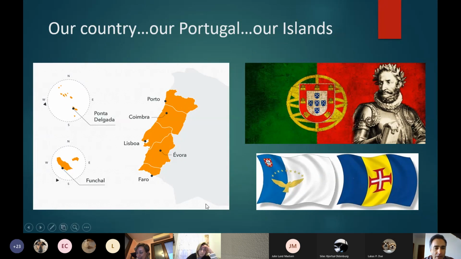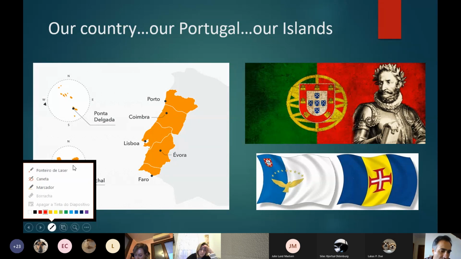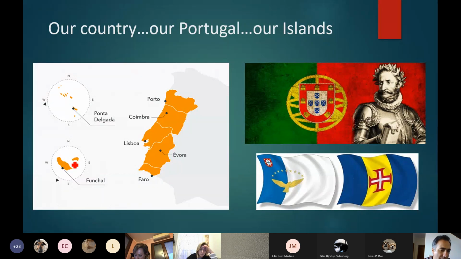Okay. You can see in this slide that Portugal is the mainland, the continental part, and we have two archipelagos. One of them is Azores, and the other is Madeira. And we are here. I don't know if you can see the mark. Madeira is here. Okay. You are listening to me?